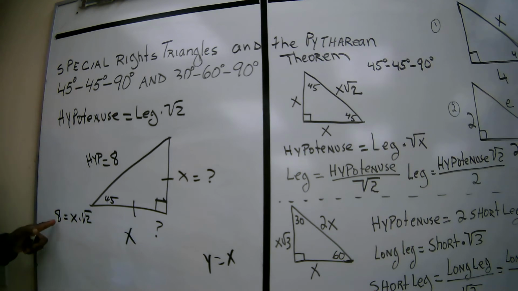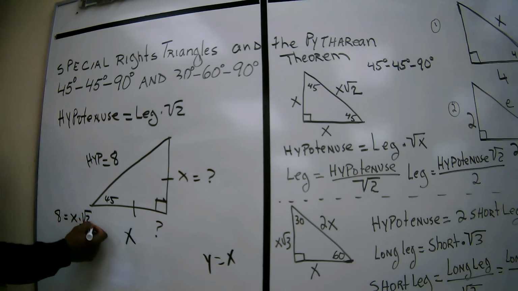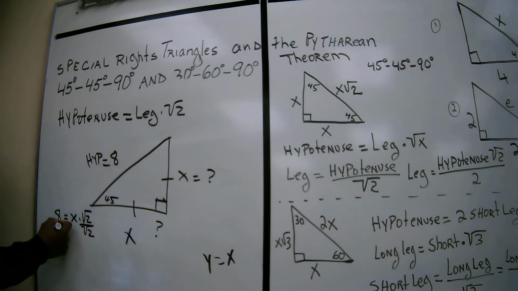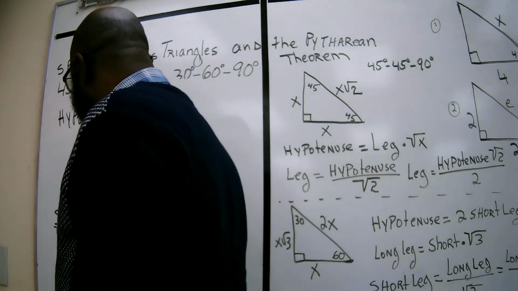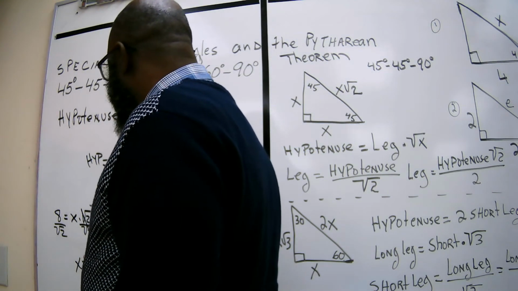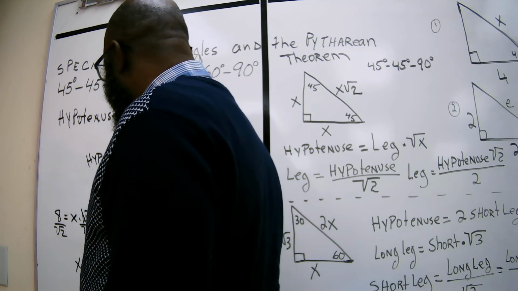I just substitute 8 for the hypotenuse, x for the legs, and I'm solving for x. In this case, I have to cancel my multiplication by division. I have to divide both sides by square root of 2, and this will cancel with that. In common sense, you will end up with x is equal to 8 over square root of 2.